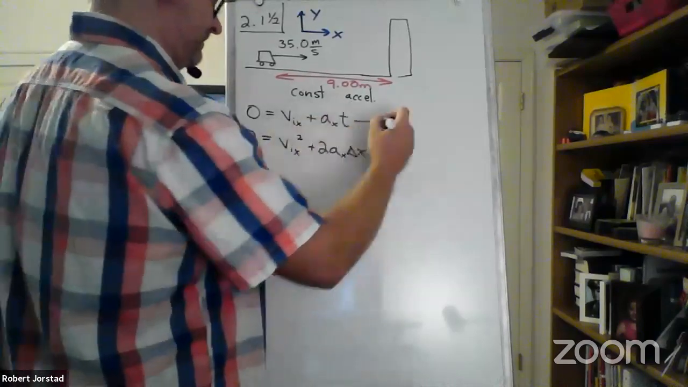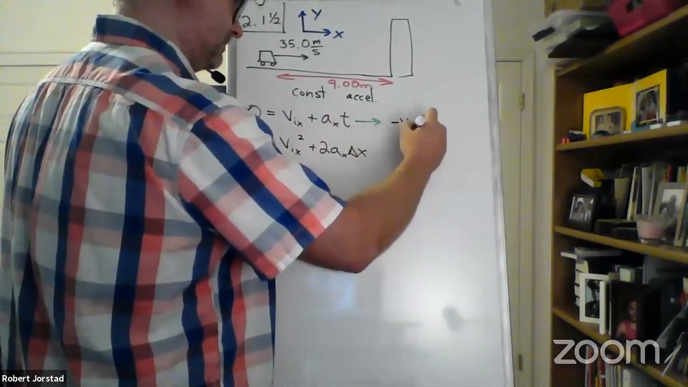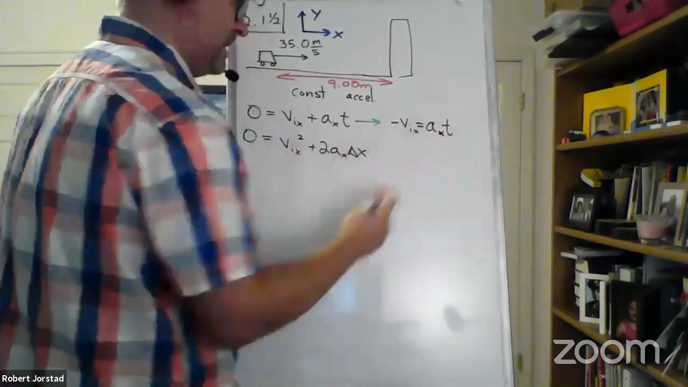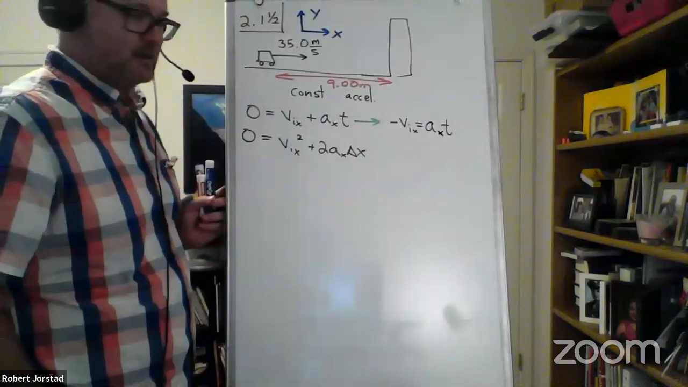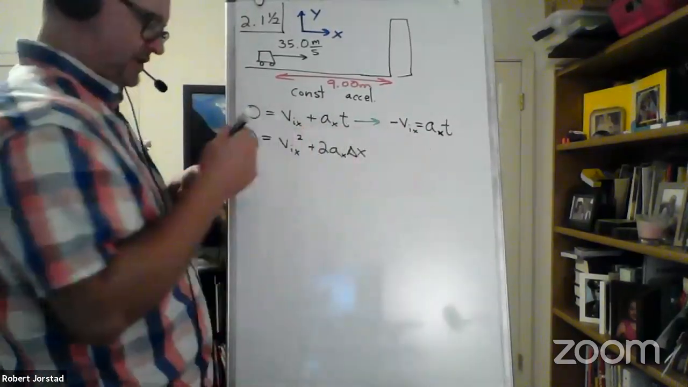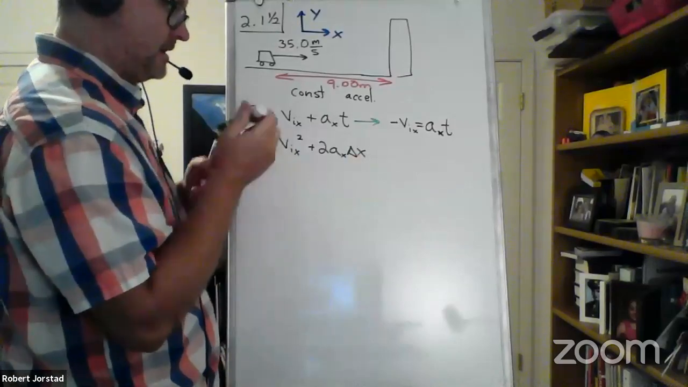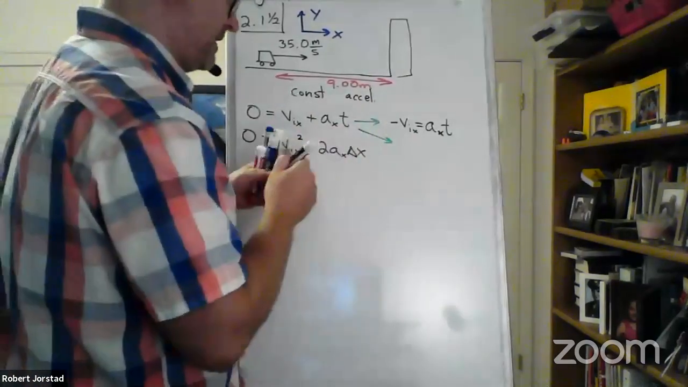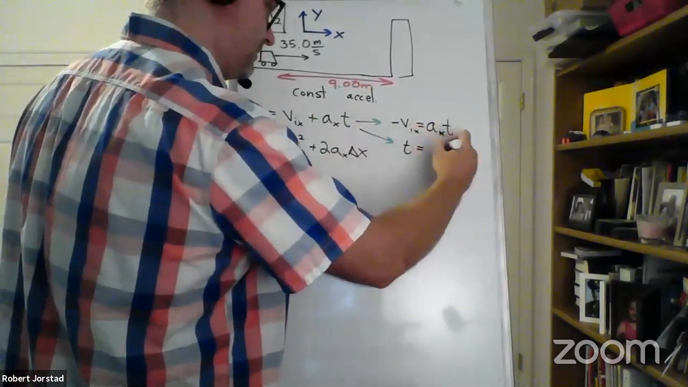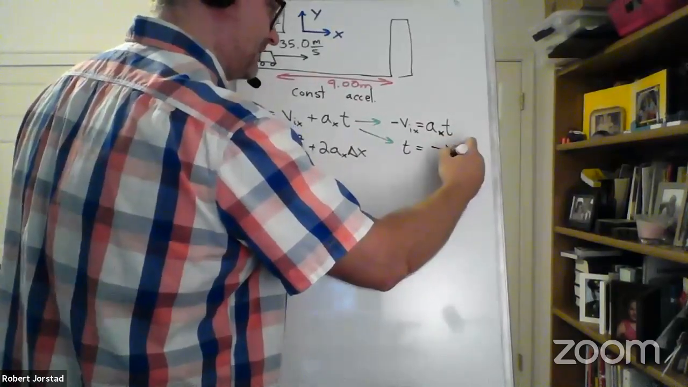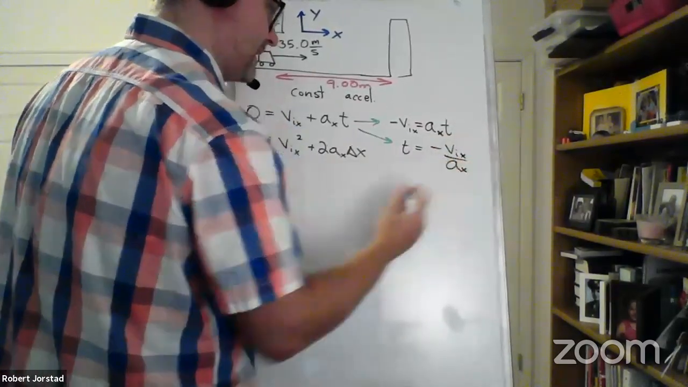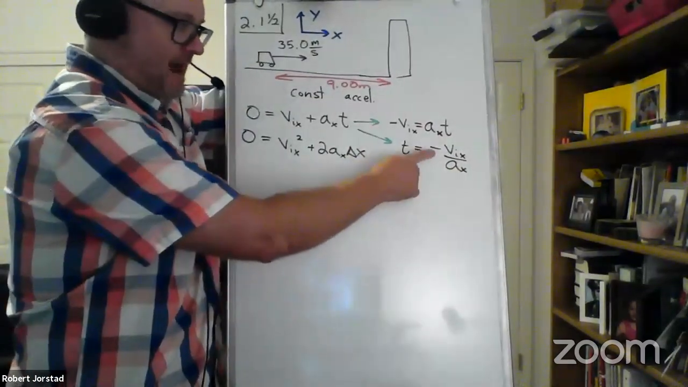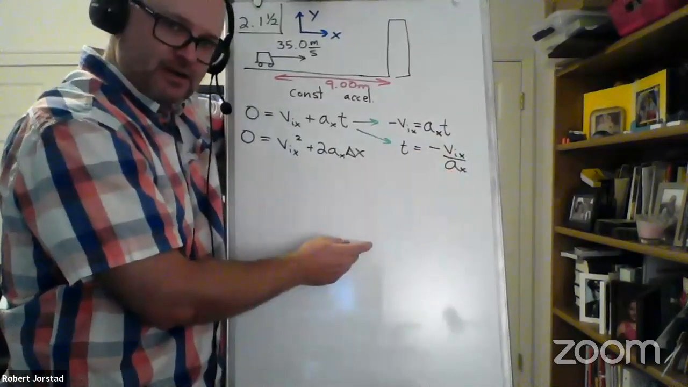Well, that says negative v initial x is equal to a sub x t, which then becomes, again, I'm going to divide and then flip them. That minus sign is really important. Take a look at this. We're going to expect that the time should equal minus the initial velocity over the acceleration.